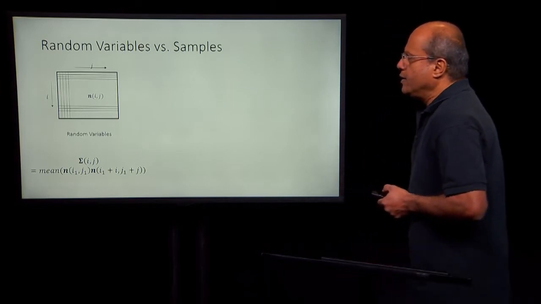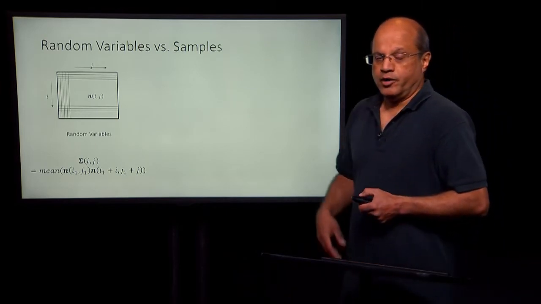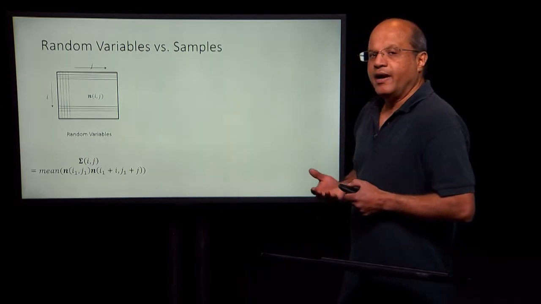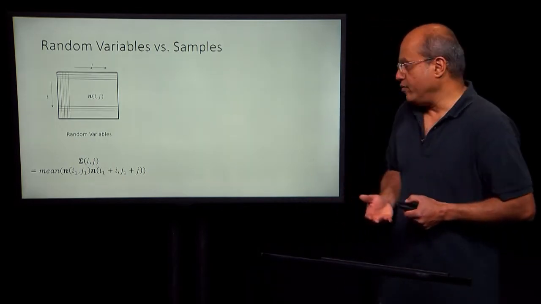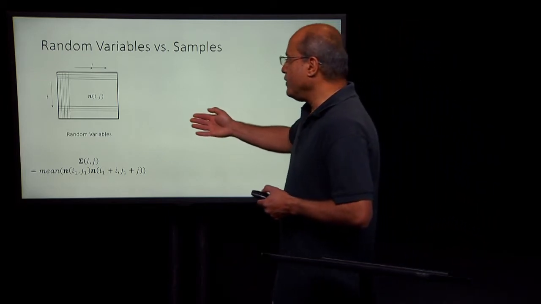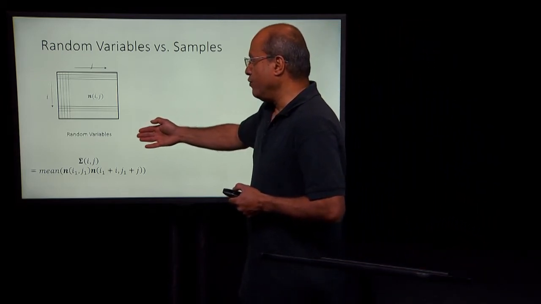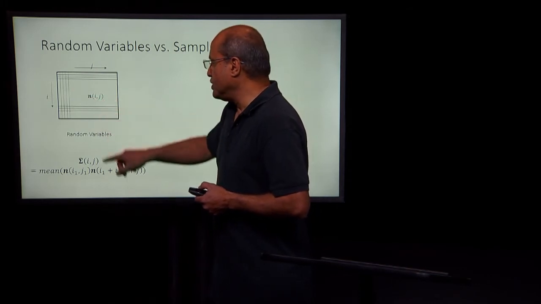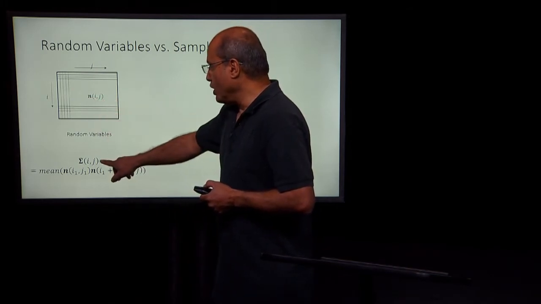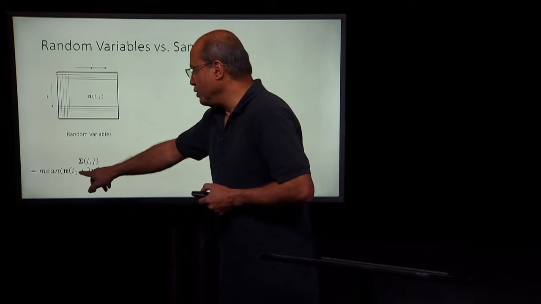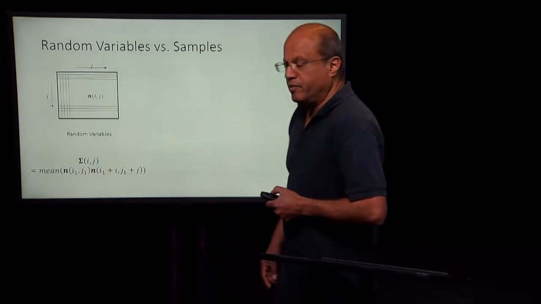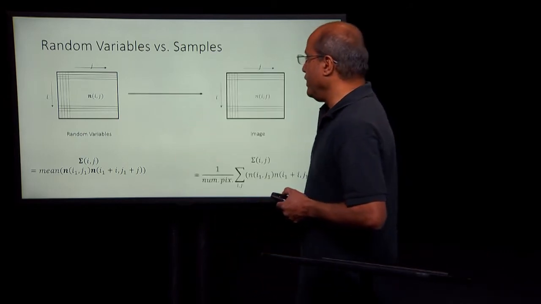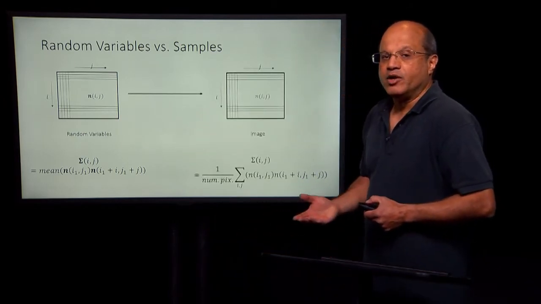Okay, and now it's going to be really important for the next few slides that we distinguish between random variables and samples of random variables. So far everything I've defined is in terms of random variables. So at location ij, noise is a random variable, and the correlation function is the mean of the product of 2 random variables. Of course, we don't get to observe a random variable. We only get to observe a sample of the random variable.